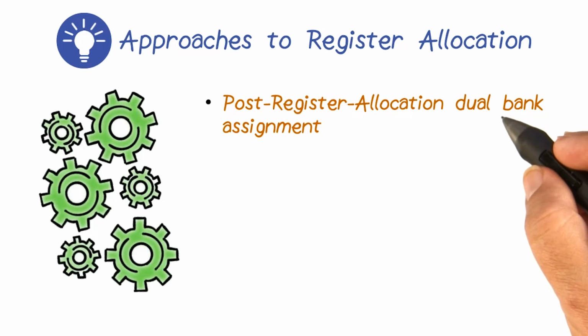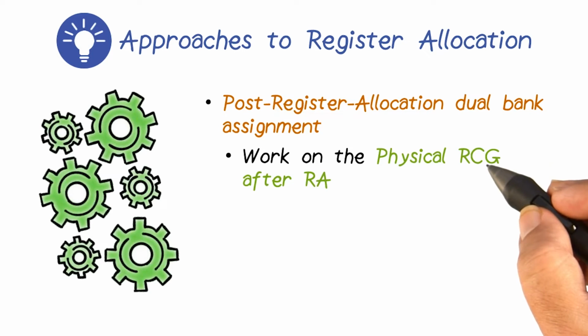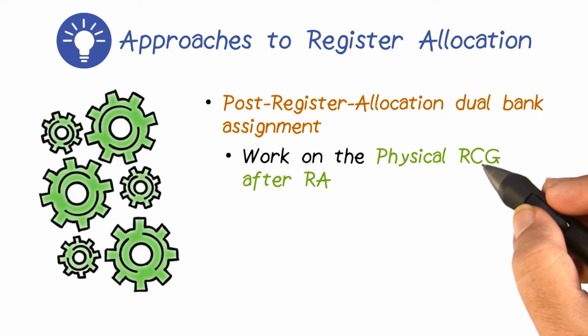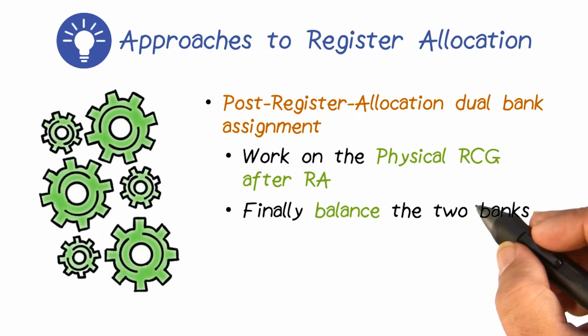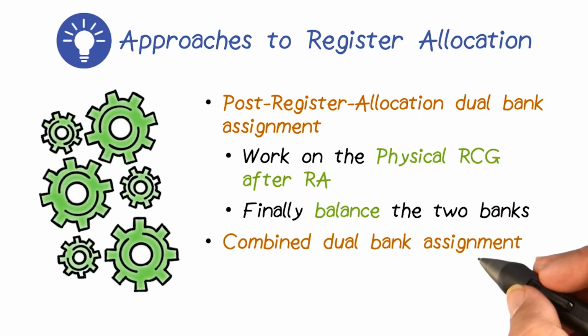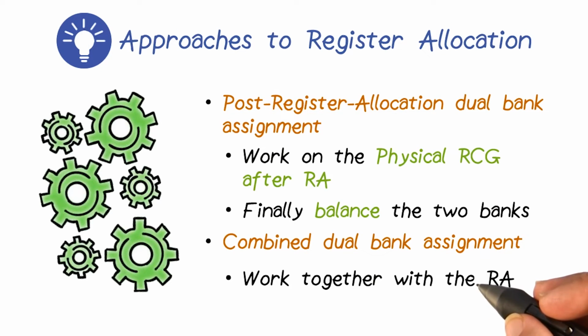The second possibility, as I have mentioned in the last slide, was to do it after the fact. That is, first let the regular register allocation phase do its work and then follow it up by adjusting the allocated registers across two banks. So in this particular case, we actually work on the physical register conflict graph after the register allocation has been done. And the goal is again the same, to balance the two banks so that the number of spills is less. And last but not the least is to actually carry out the dual bank assignment during register allocation. And for this purpose, we work closely alongside the actual register allocation phase.